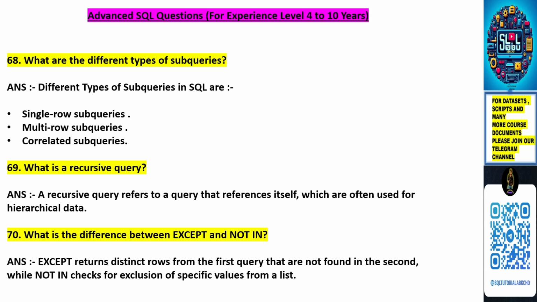What is the difference between EXCEPT and NOT IN commands? The answer is: EXCEPT returns distinct rows from the first query that are not found in the second, while NOT IN checks for exclusion of specific values from a list. Basically, NOT IN checks for exclusion, meaning if that particular record is not available in that result set, whereas EXCEPT checks for the distinct rows from the first query that are not found in the second query. So these are the most important theoretical questions.